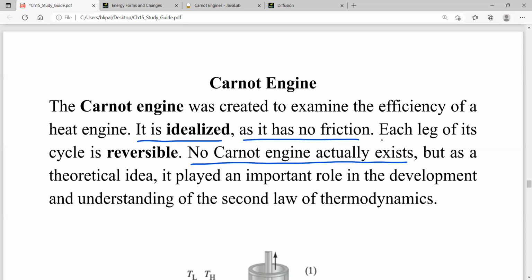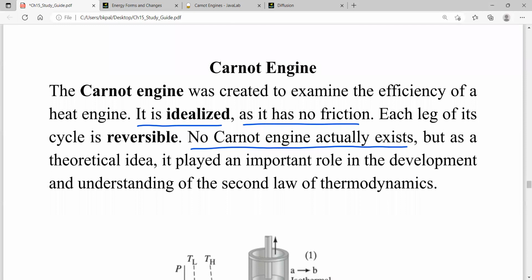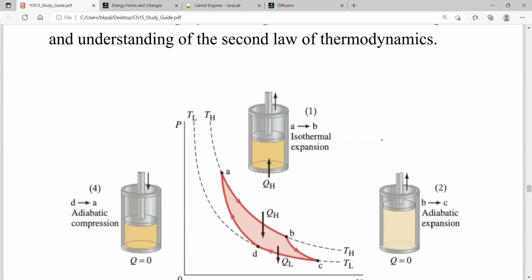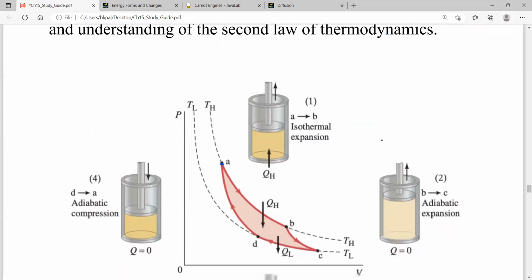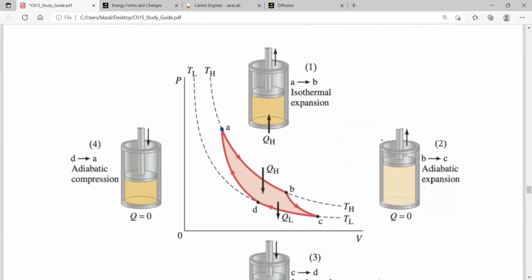Here the process is reversible. That means if you start from a point A, you can come back to point A. This cycle is called the Carnot cycle. The Carnot cycle is a reversible process. You start from A and come back to A. To do that, we need two expansions and two compressions: one isothermal expansion and one adiabatic expansion, and then one isothermal compression and one adiabatic compression.